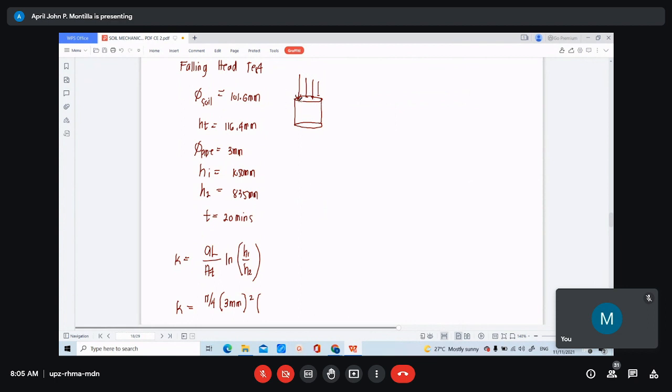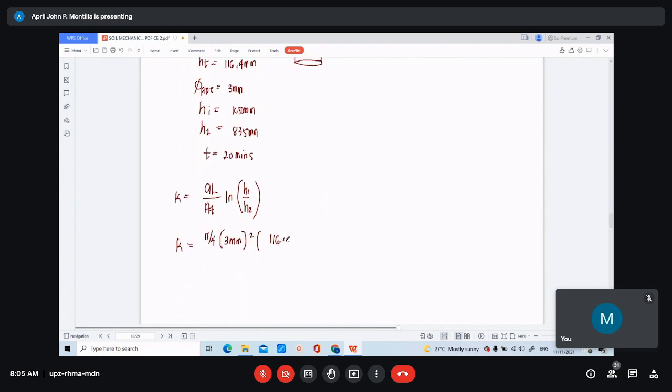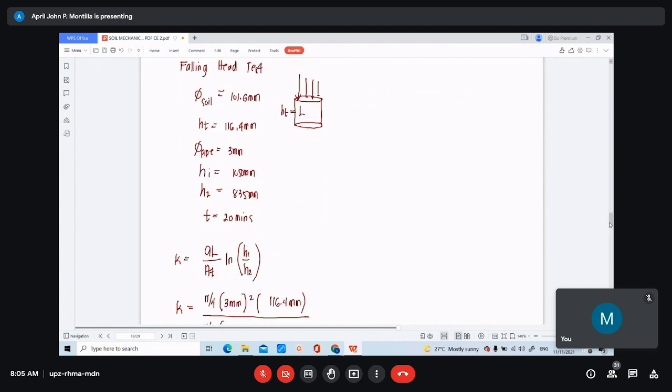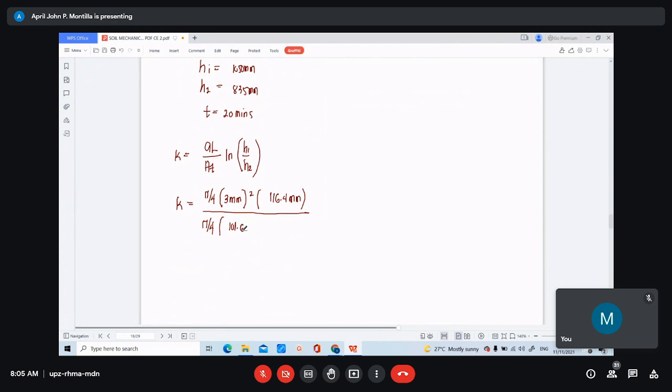No? So, kapag nandito yung cross-section, nandito yung height. And that height is parallel to the direction of flow. Kaya yung magiging L natin, so, substitute natin, that is 116.4 millimeters over cross-sectional area of the soil. Diameter yung binigay, kaya pi over 4, 101.6 millimeters quantity squared. Multiplied by duration, 20 minutes. Multiplied by ln of initial head difference, 1050 over final head difference. Cancelled ang mm and then millimeter per minutes.